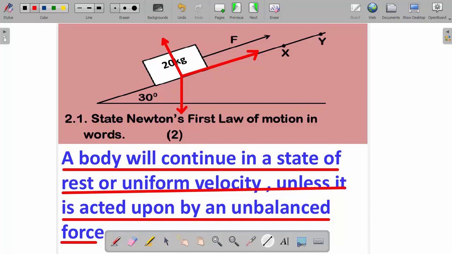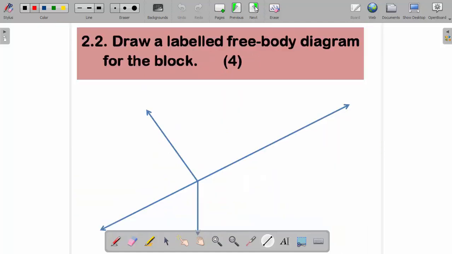And then it is opposed by friction, opposed by the frictional force. That's our small f. So what you see in red here is going to be our free body diagram. Let us label the free body diagram now.